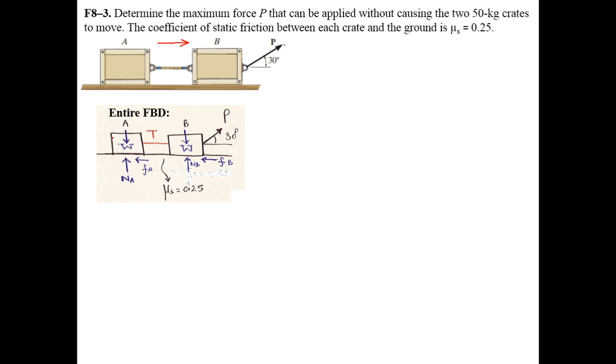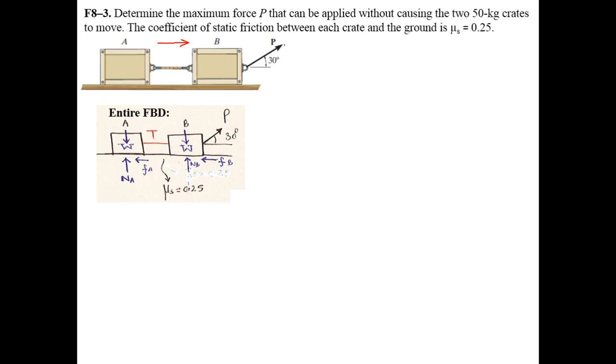Sorry, if you consider them both separately, you will have two equations of equilibrium for block A and two equations of equilibrium for block B. So that makes a total of four equilibrium equations, but you will still have more unknowns, that is six unknowns here. So this problem will still be statically indeterminate.